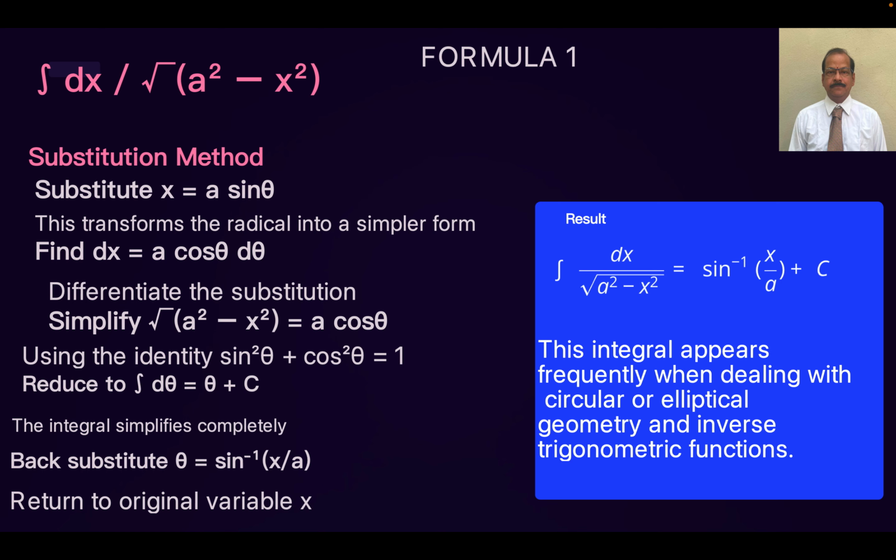Now this integral simplifies completely. If you substitute back theta equal to sin inverse of x by a, then the result is integral dx by root a square minus x square equal to sin inverse x by a plus a constant of integration. That's it. Okay. This appears very frequently when dealing with circular or elliptical geometry and inverse trigonometric functions. Okay. Let's move on to the second formula.